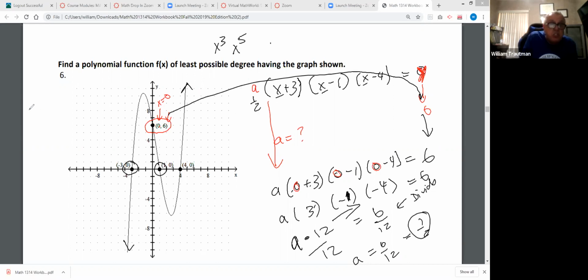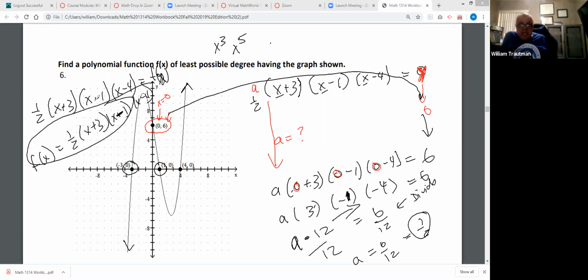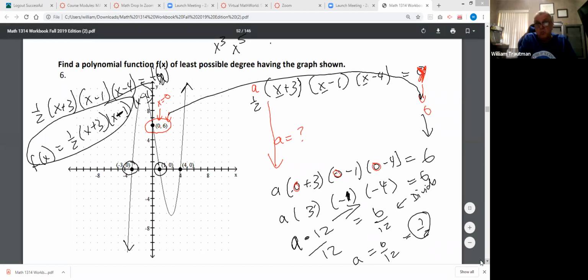The answer to this question is 1/2 times (x plus 3)(x minus 1)(x minus 4) equals the function, y, f of x. You can put the f of x in front, it doesn't matter. I think they want you to put it in front. So we just find the zeros, then we have to find a. And I'm hoping we have another one to do there. So this one's really not too bad. There are some tricky ones here in the homework.